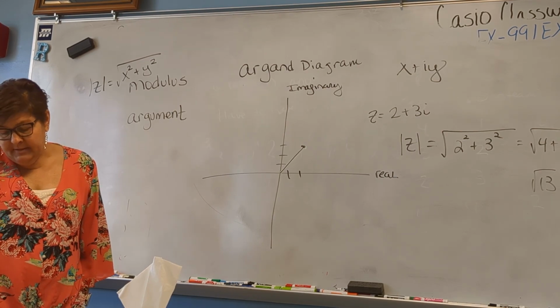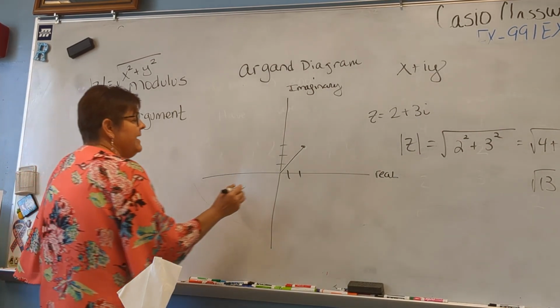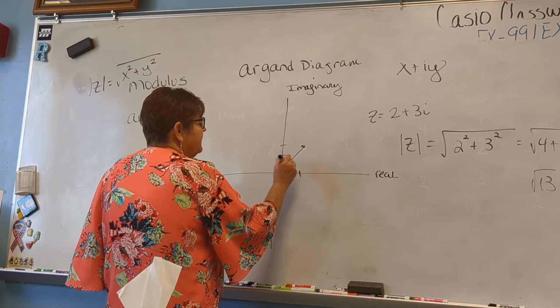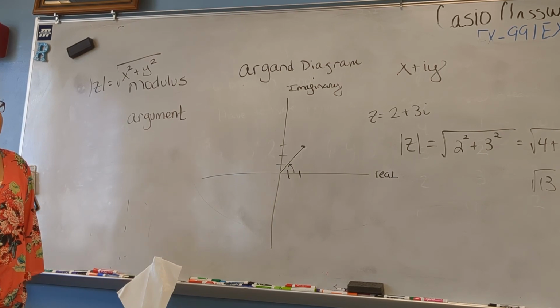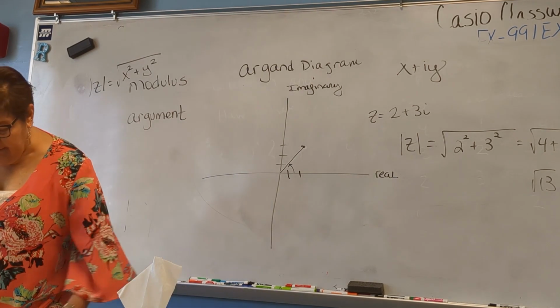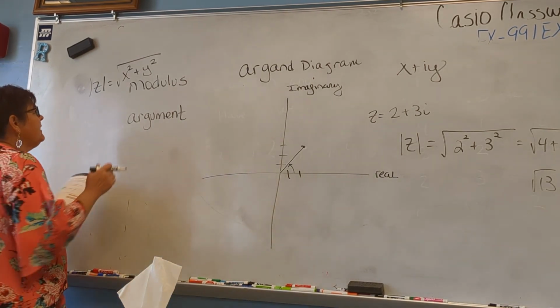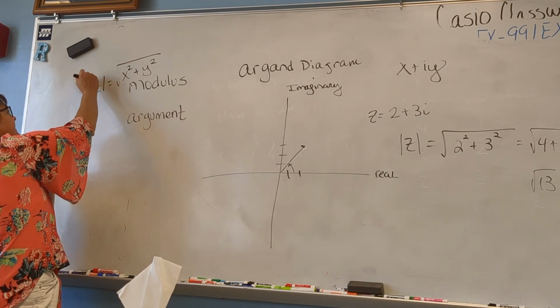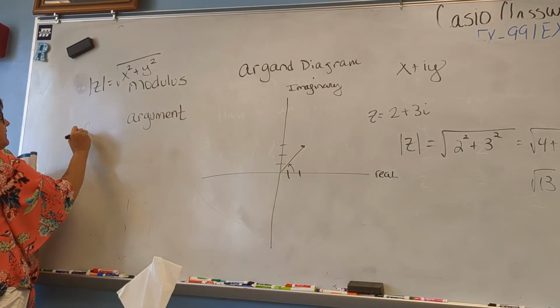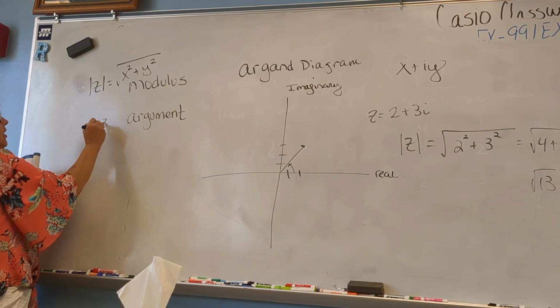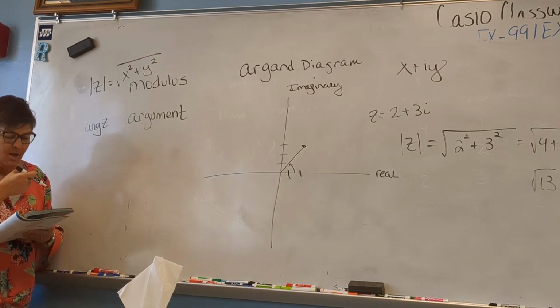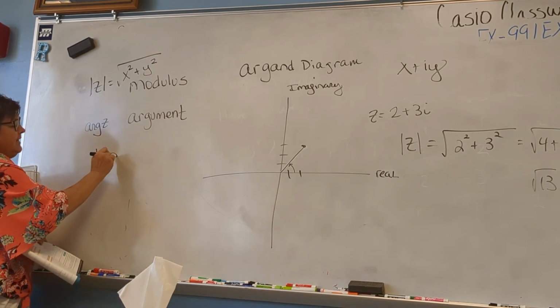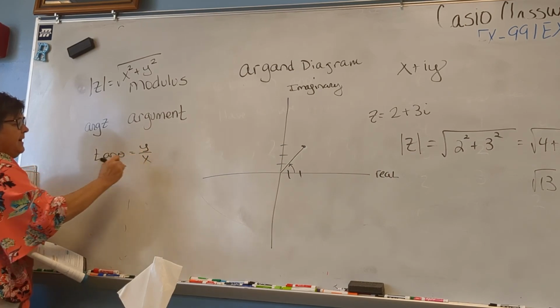Okay, so the argument is the angle that is made from the real axis to the actual line that you created. The way we talk, this is how we ask to do it, with these straight lines: to find the argument, we would find the arg of z. Arg, okay? And so it's tan of theta is equal to y divided by x.